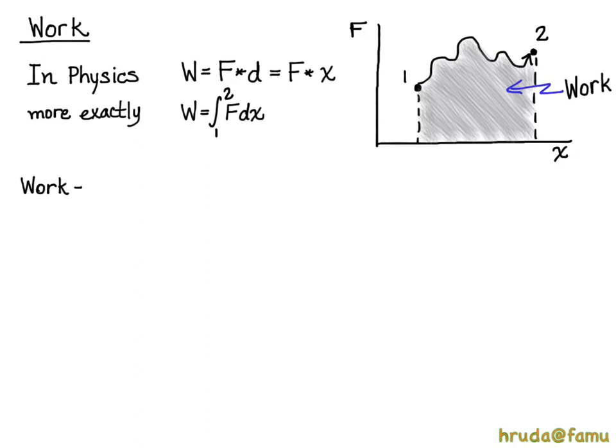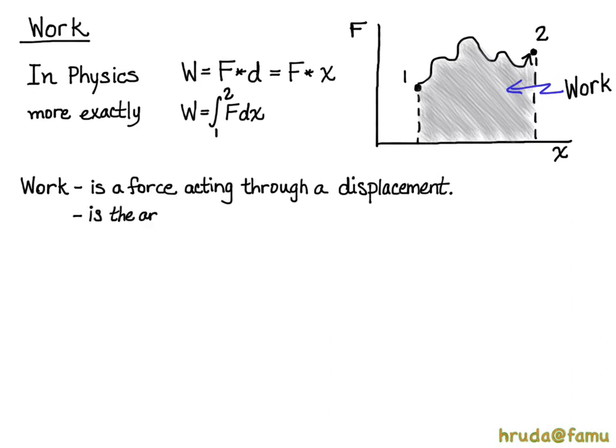So we can say that work is a force acting through a displacement, and we could also say that work is the area under the curve. Since it's the area under the curve, we can see that work depends on the path that is taken, so we say that work is path dependent.